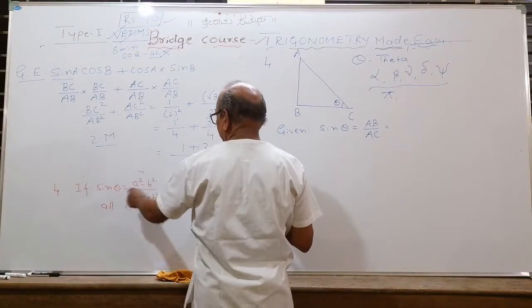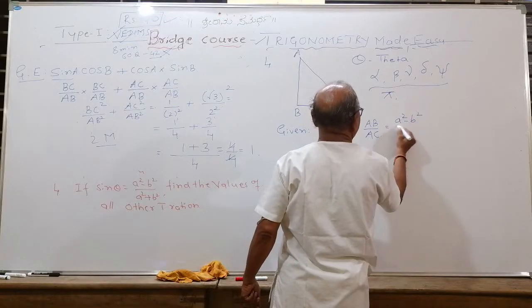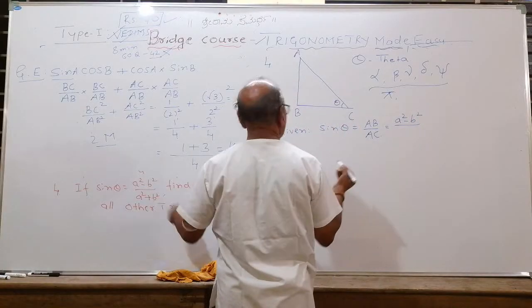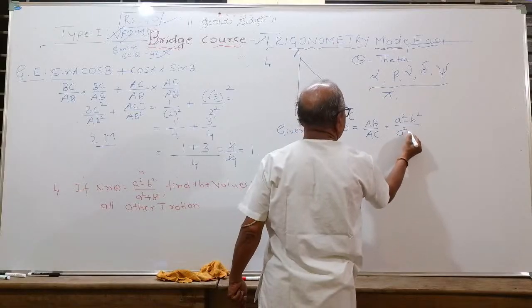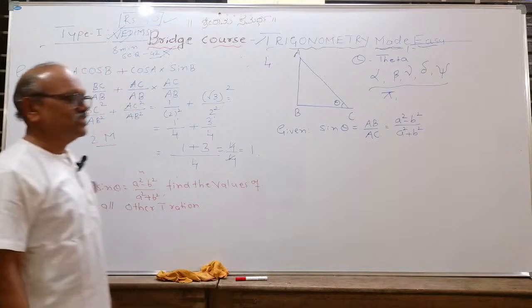That is given as a square minus b square. Very interesting. Algebra test it is. a square minus b square. You studied these identities in the 9th standard. Based on that, this is there, upon a square plus b square.